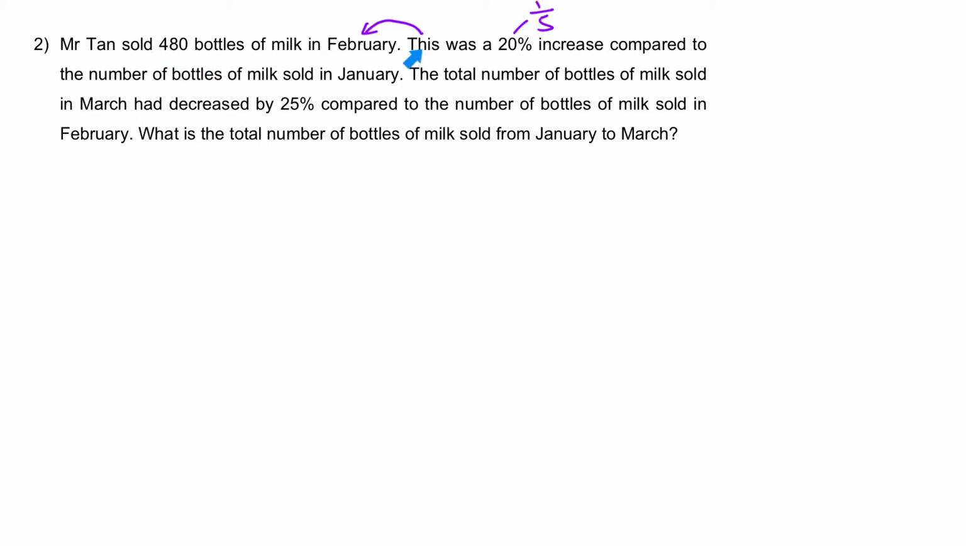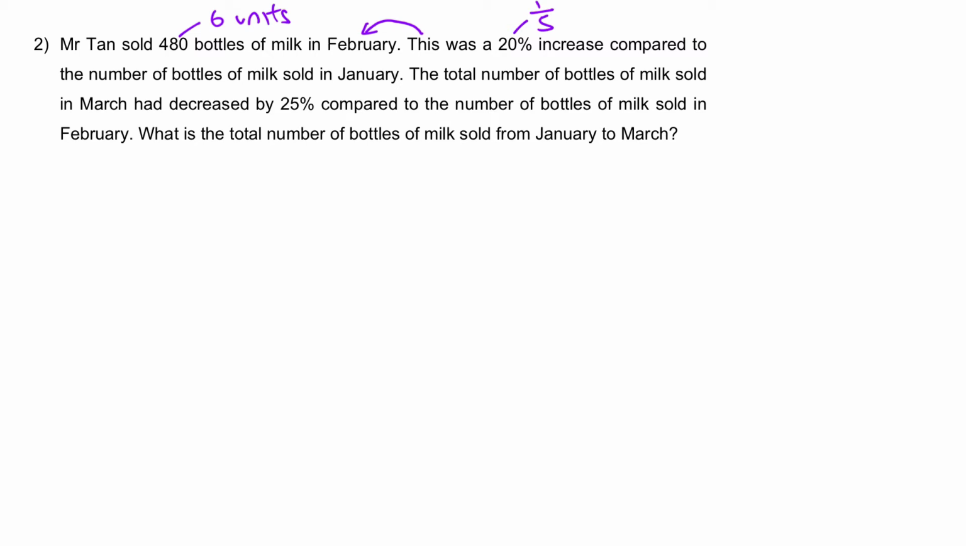Alright, so 480 was a 1/5 increase compared to January. So this 480 is already the 1 unit increase. From what? From the 5 units in January. Remember, this fraction, the denominator always belongs to the item or object they mentioned after the percentage given. Okay, so January is 5 units and February was 1 unit increase from the 5 units, which means this must be 6 units.